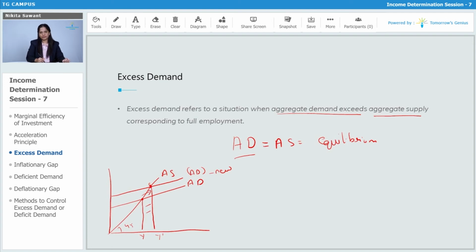So excess demand refers to a situation where aggregate demand exceeds aggregate supply, where aggregate demand is more than the aggregate supply corresponding to full employment. Now full employment is at the equilibrium point. So if aggregate demand is increasing, aggregate supply will be comparatively low, or at the initial stage, with the corresponding level of employment.